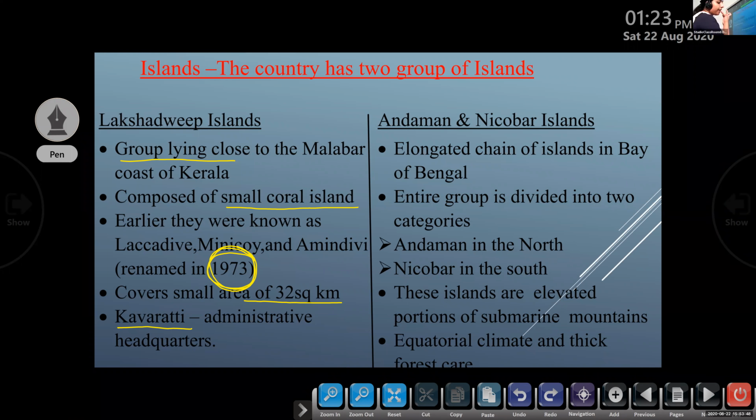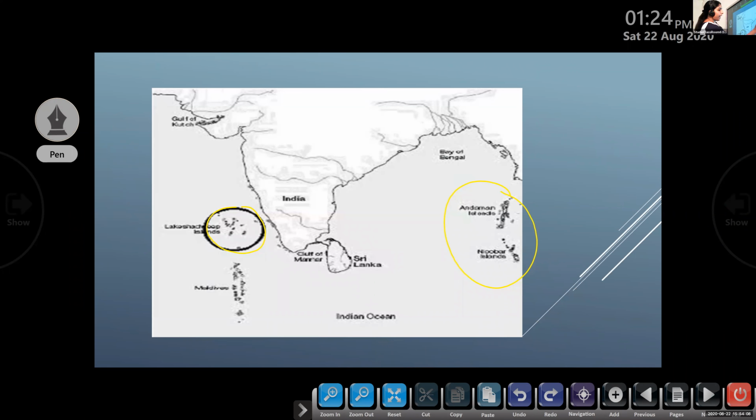Next, the Andaman Nicobar Islands. Our class time is till 1:30. The Andaman Nicobar Islands are a long chain of islands in the Bay of Bengal. From this picture, you'll understand. This is the Bay of Bengal, here we have the Arabian Sea. Then it's a long chain of islands.